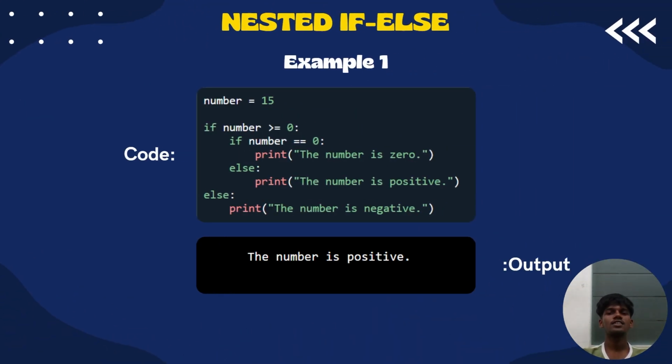The example 1 of nested if else. Number is equal to 15. If number is greater than or equal to 0, if number is equal to 0, print the number is 0. Else print the number is positive. Else print the number is negative. Here the output is the number is positive.